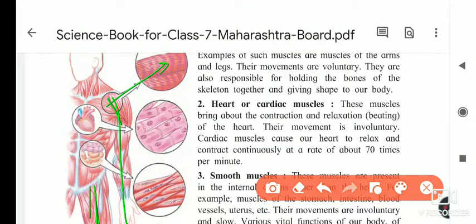Secondly, the arms and the legs inside. Secondly, cardiac muscles are present in our heart, and these are called cardiac muscles. Thirdly, all other muscular organs in our body.